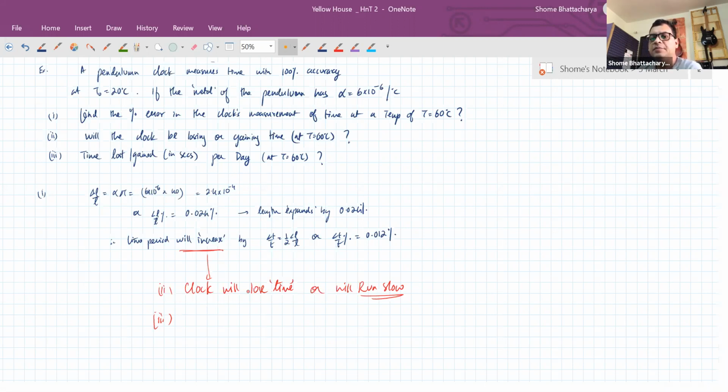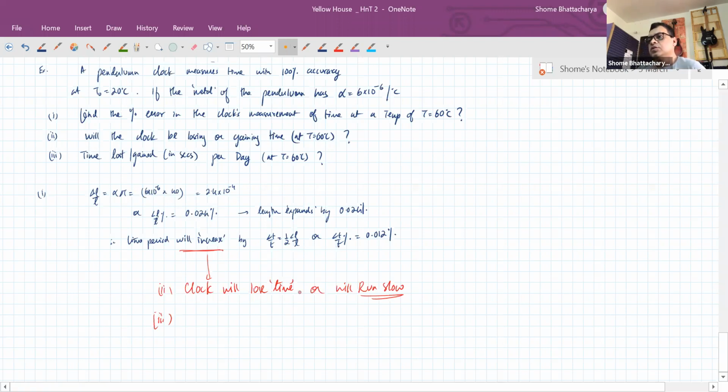Length expand किया तो time period increase हो गया ना अंश. So that means each oscillation is taking longer than it is supposed to take now. So suppose it's a seconds pendulum, it's supposed to oscillate once every 1 second, but now it's taking longer than 1 second to oscillate. So it's recording time slower now. Understood?